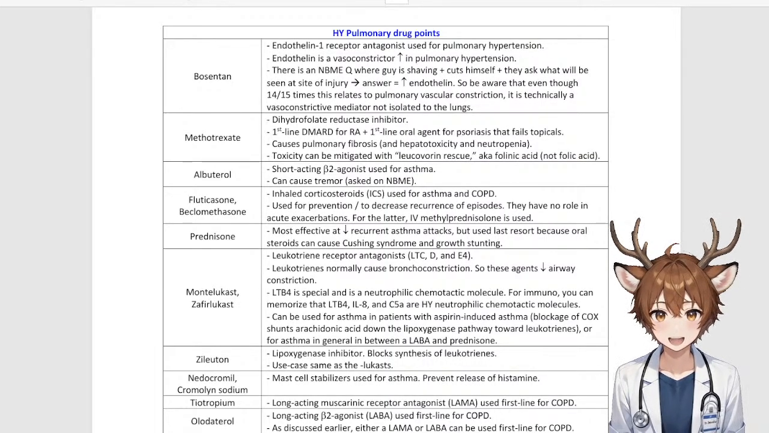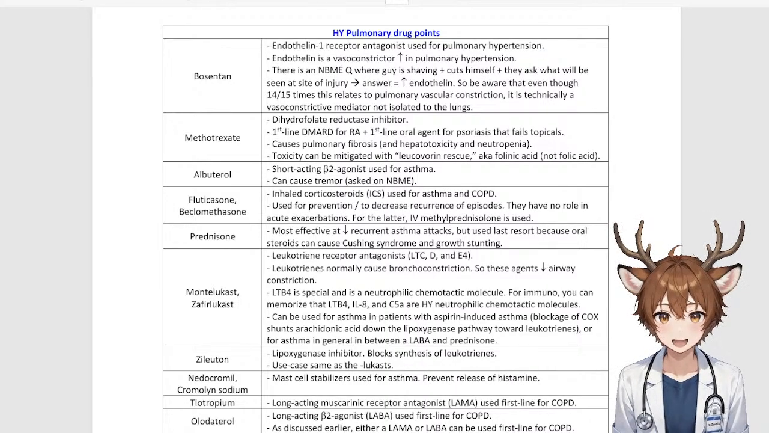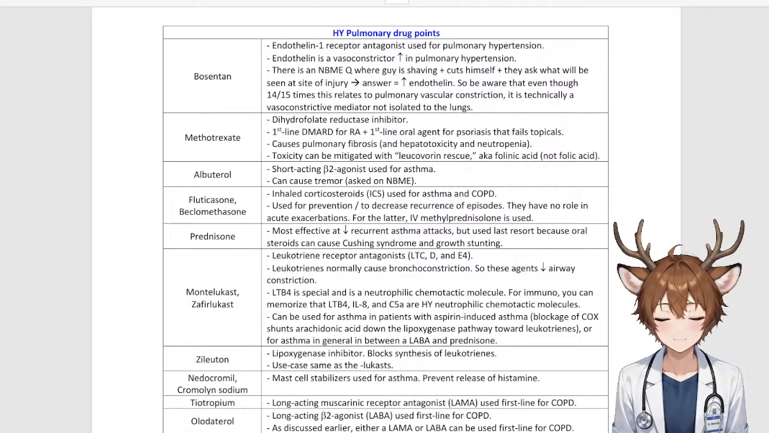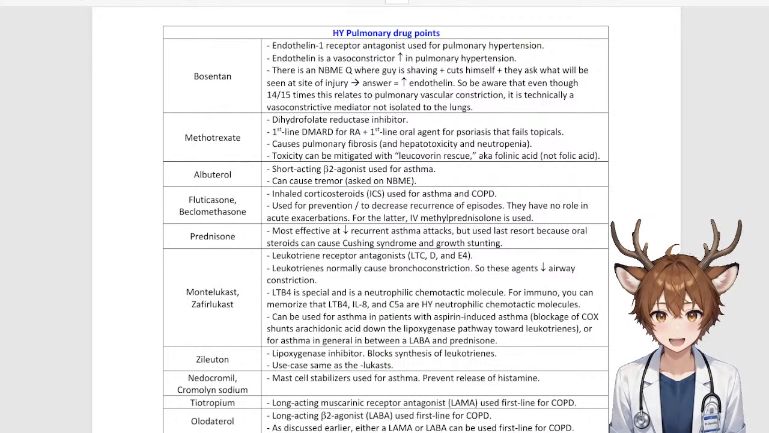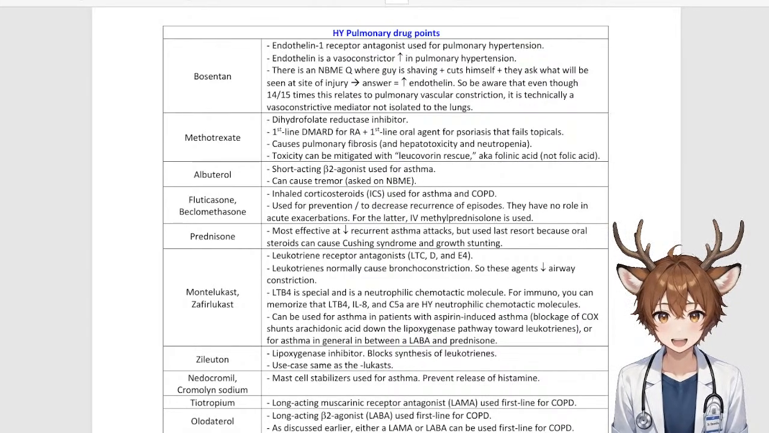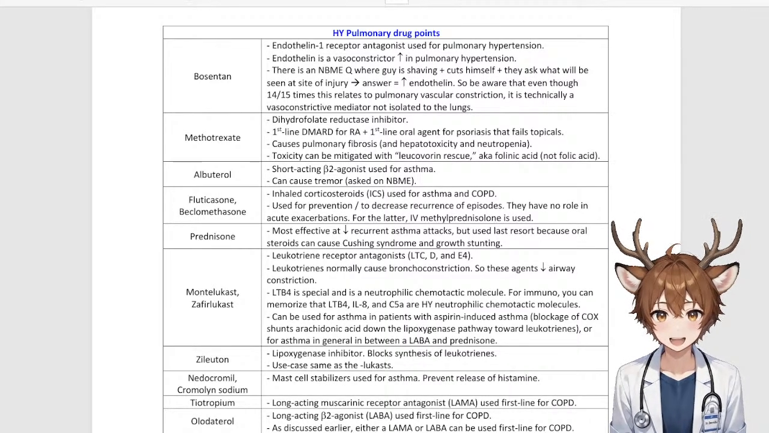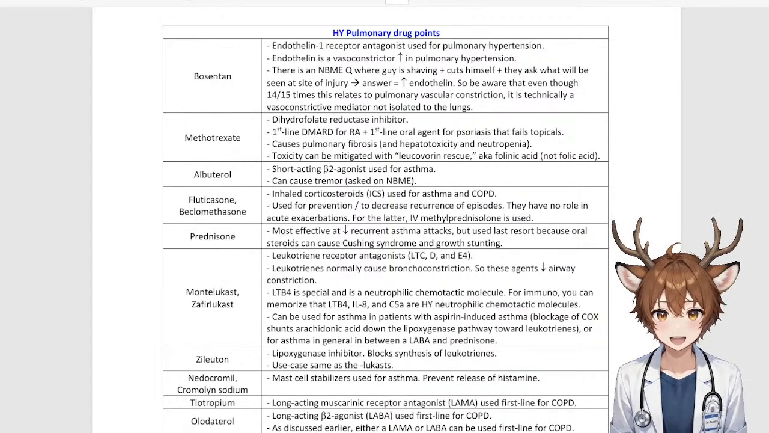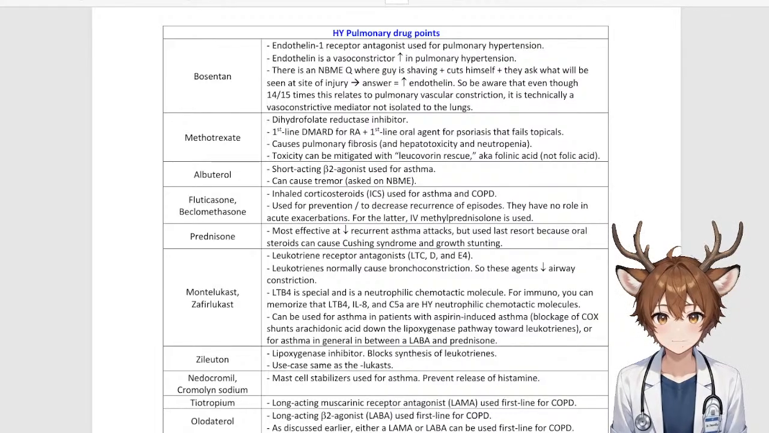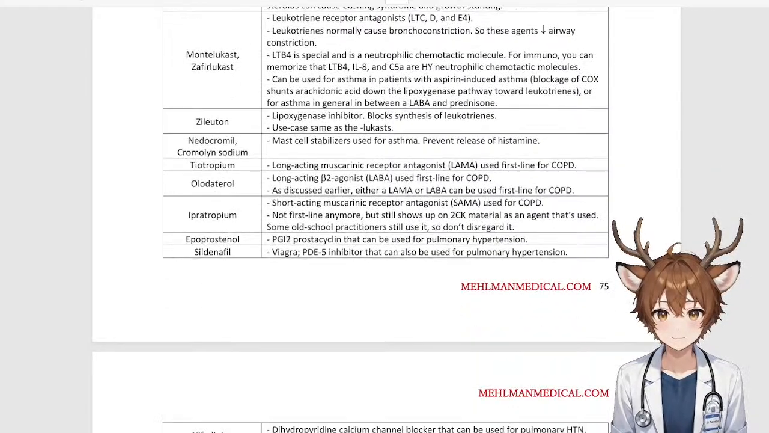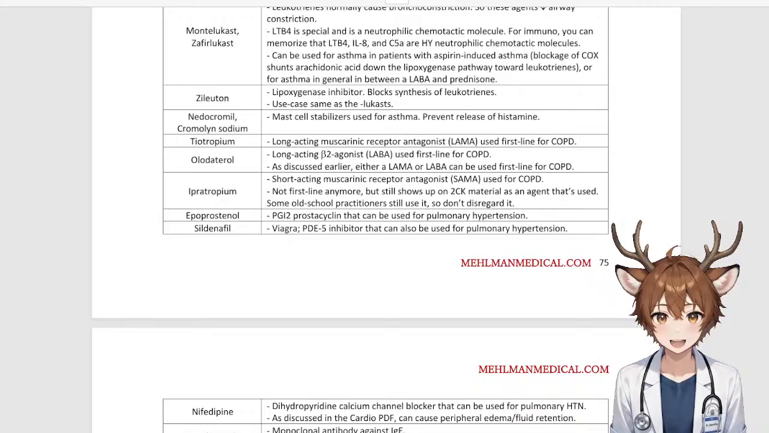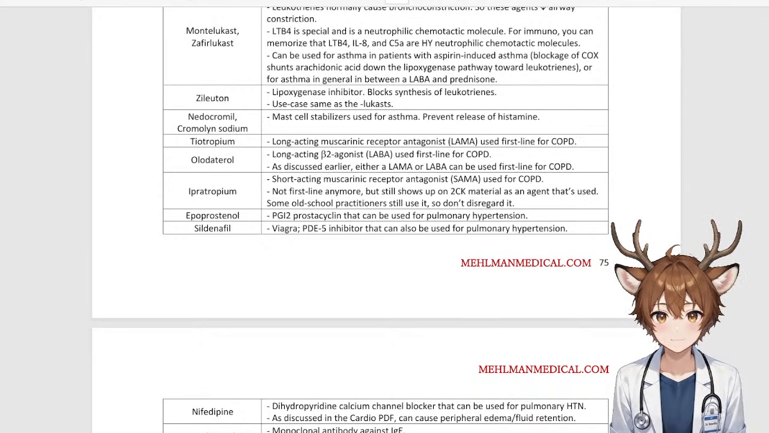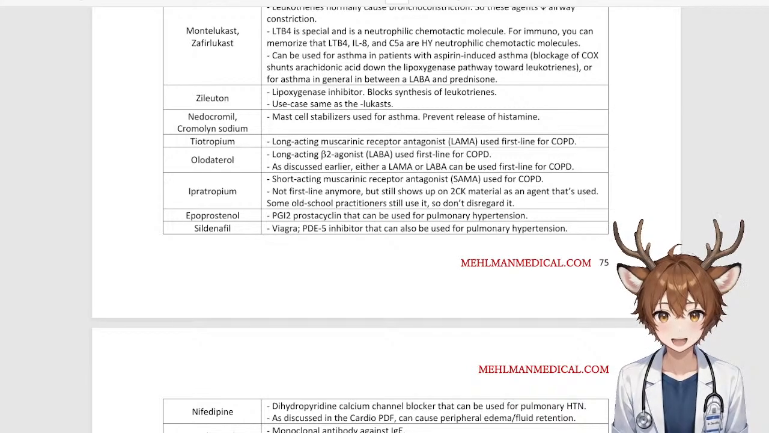They can be used for asthma in patients with aspirin-induced asthma, where blockage of the COX shunts arachidonic acid down the lipoxygenase pathway toward the leukotrienes, or for asthma in general in between a LABA and prednisone. Zileuton, a lipoxygenase inhibitor, blocks synthesis of leukotrienes and is used in some cases, the same as the leukast drugs like montelukast.